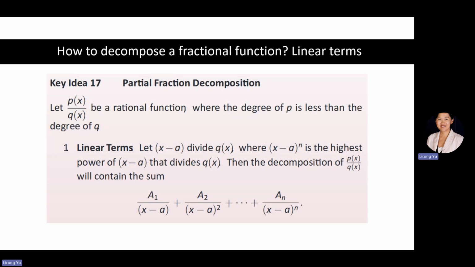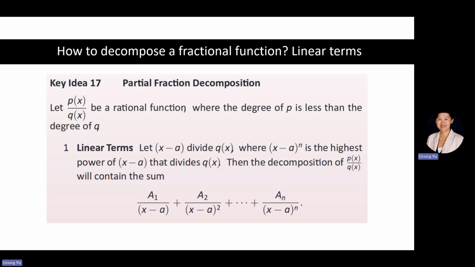We have to see what kind of denominator we have, because that dictates what kind of fractions we're going to decompose it into. So number one, suppose the denominator has a linear term. So it has factors such as x minus a. If x minus a divides the denominator, if the denominator has x minus a to a certain power, then we have to determine what kind of power it has. Does it have x minus a with power 1, or does it have x minus a to the power n?